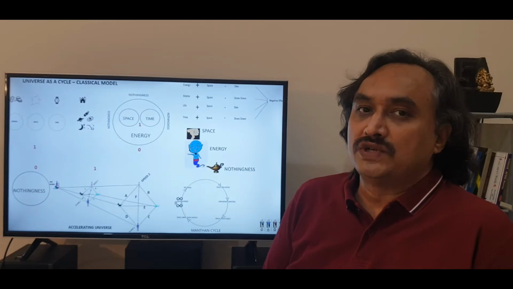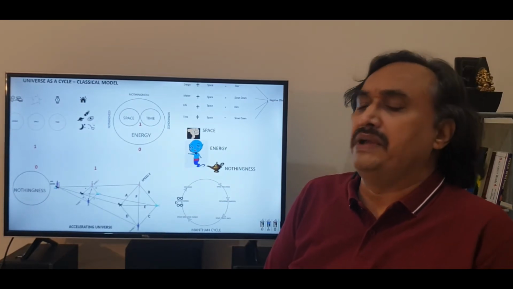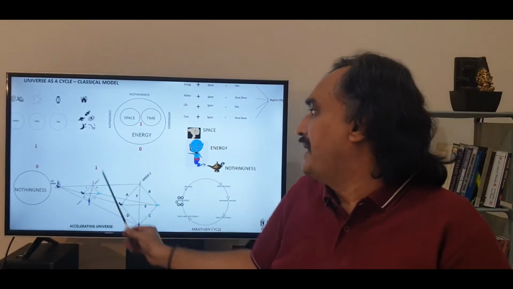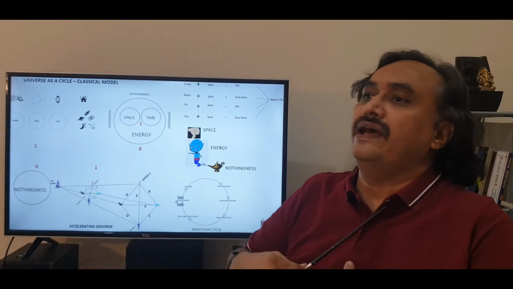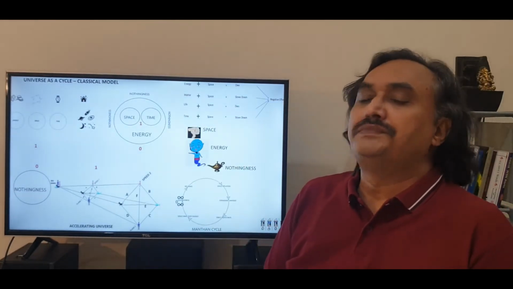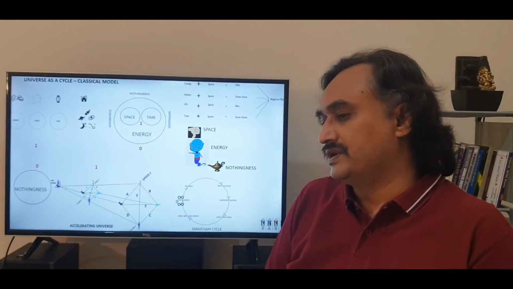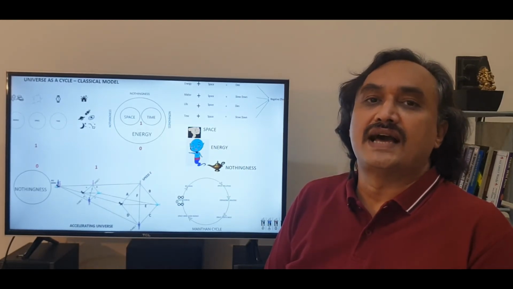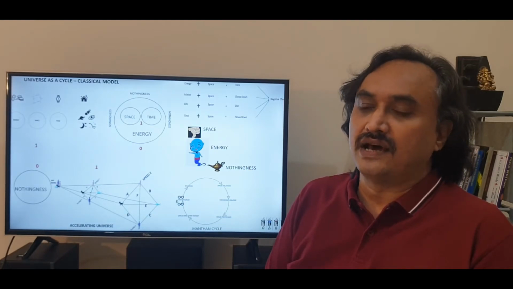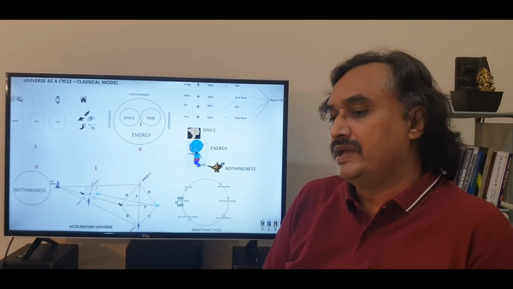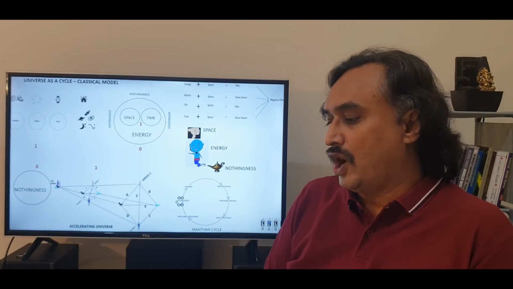If this universe was expanding, and if it was just one Big Bang, in the sense nothingness, Big Bang, and then the universe expanding, and everything keeps moving away from each other, and maybe after a few billion or a trillion years, you would see the night sky as dark. You would not see a single star because everything is moving away. This could be a possible option.